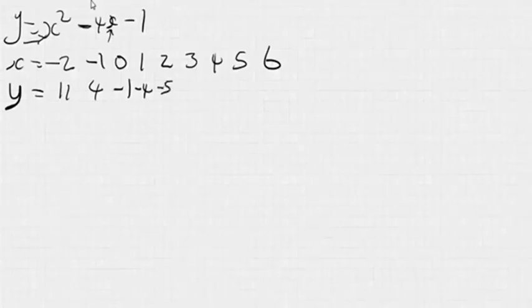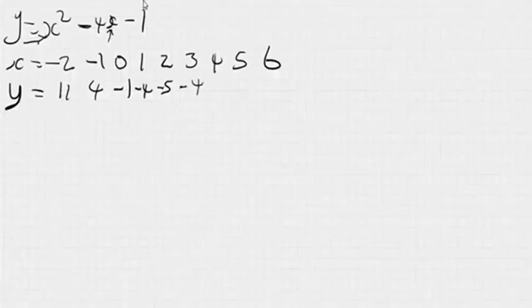Okay, now when x is 3, we're going to have 3 squared, which gives us 9. Okay, so we're going to have 9. -4 times 3 will give us 12. We're going to have 9 minus 12, which will give us -3. -3 minus 1 will still give us what? -4. Okay, still have minus 4 here.